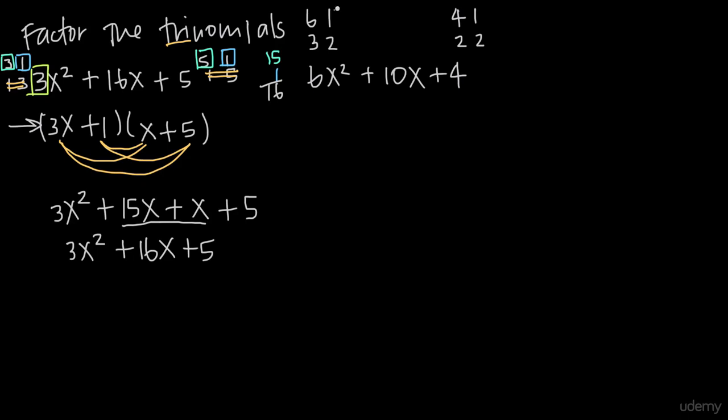Well, if we take 6 and 1 and 4 and 1, if we multiply 6 by 4 and 1 times 1, we're going to have 24 and 1, and there's no way that 24 and 1 are going to get us to 10.